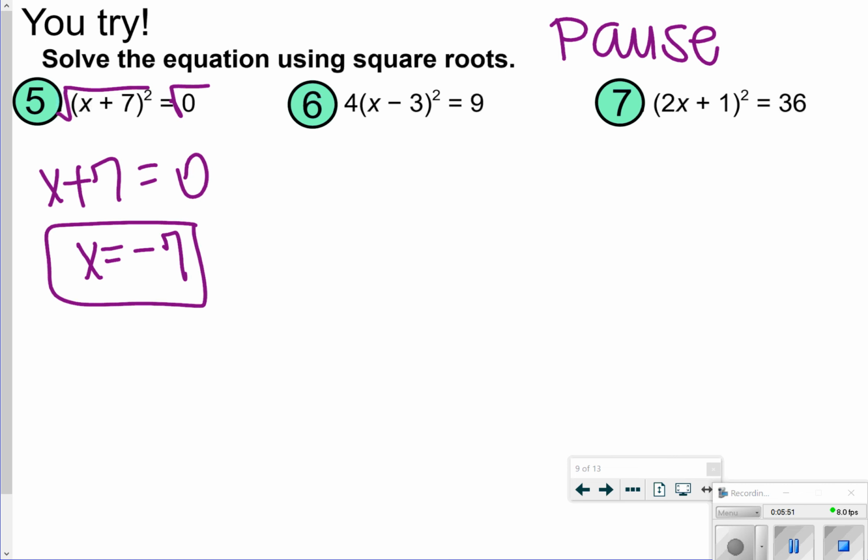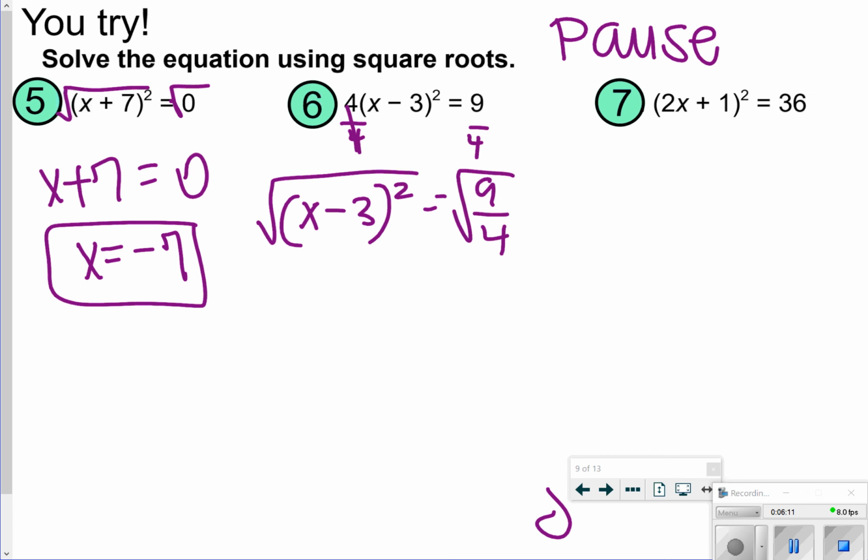For number 6, what I would suggest first is maybe dividing by 4 to get the parentheses, or the binomial, by itself. So I'm going to do that first, and these will cancel out, so x minus 3 squared is equal to 9/4. And then I'll find the square root of both sides. So I'll have x minus 3 is equal to positive or negative 3 halves, because the square root of 9 is 3 and the square root of 4 is 2.